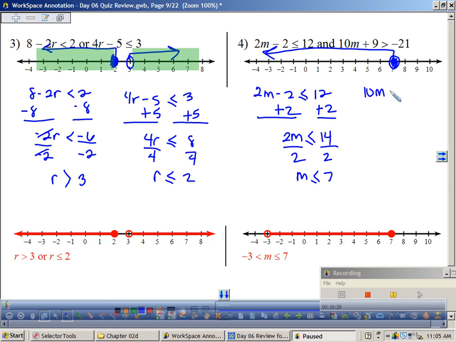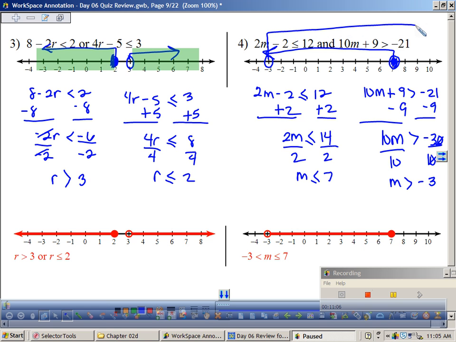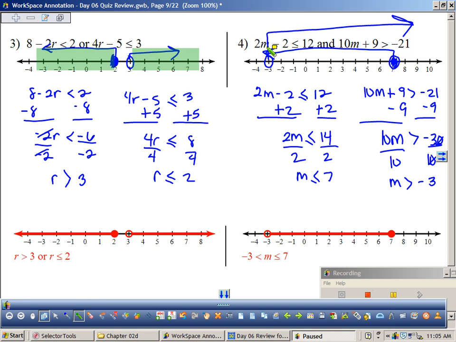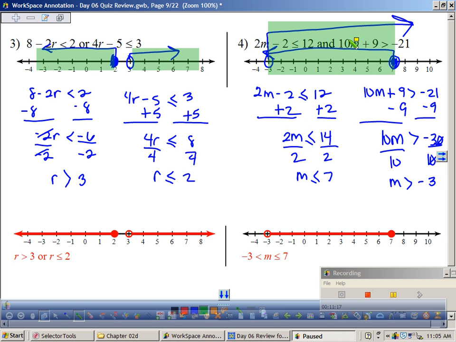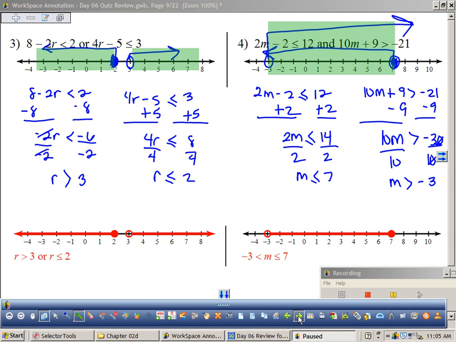Then my second one is 10m plus 9 is greater than negative 21. When I subtract 9 from both sides, I've got same sign, so I combine, which is negative 30, divide by 10, divide by 10, m is greater than negative 3. Watch those signs, right? So negative 3 is down here, and if I say all the numbers above it, then what's and? And is where it's double, right? Both of the solutions are included, is and, which makes sense, right? And means both together. All right, let's move on.